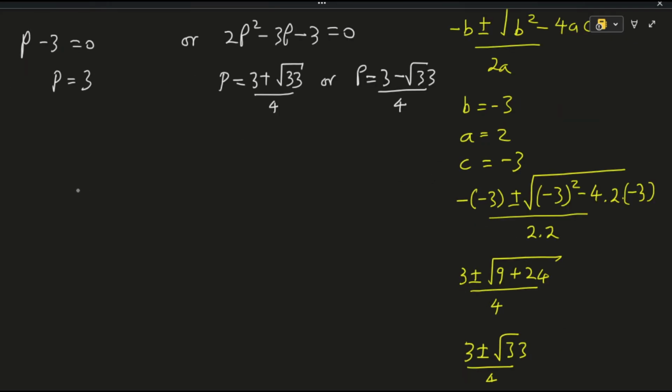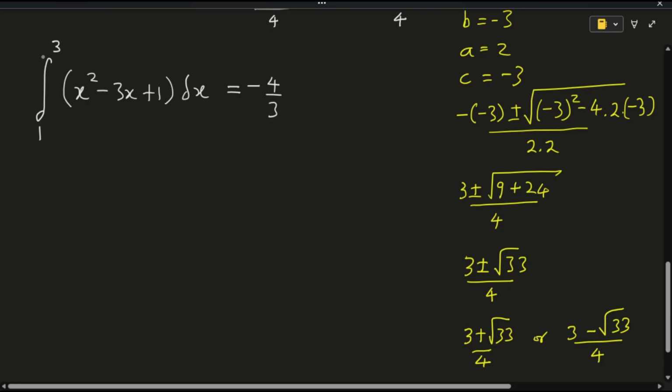So it means that if we have the function x squared minus 3x plus 1, and we integrate it with the definite integrals of 1 and 3, and we are to evaluate, we're going to get negative 4 over 3. So 3 is our answer.